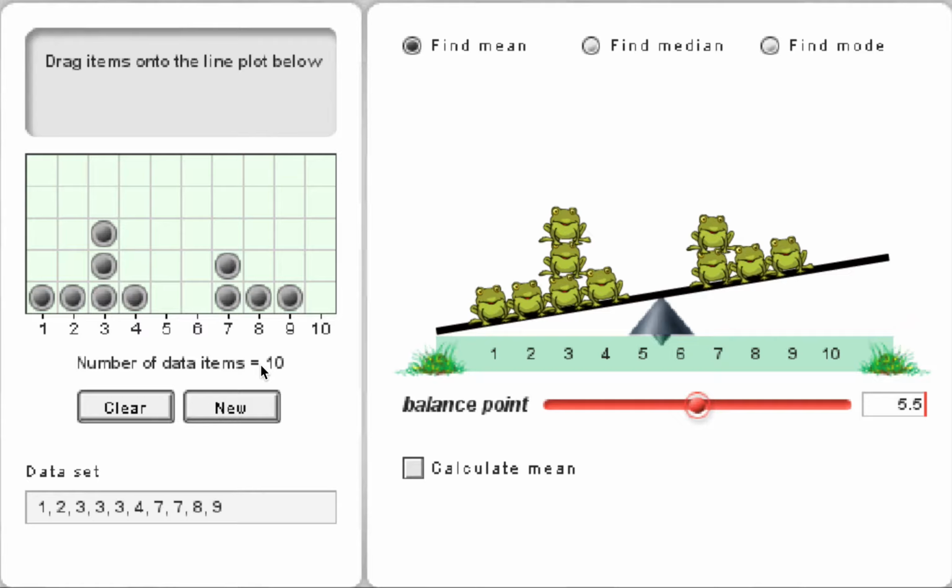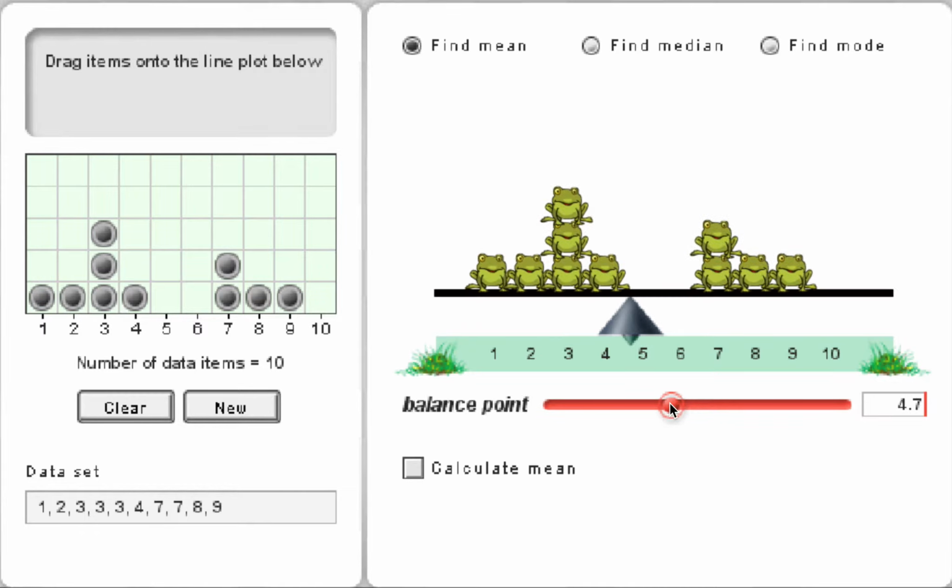Why does that matter? Well, if we look at the frog positioning right now, there are more frogs on the left-hand side of the teeter-totter than there are on the right-hand side. And how is that related to mean and median? Well, if we were able to balance our teeter-totter, so I'm going to try and move this balance, and I can use this point here to do that.